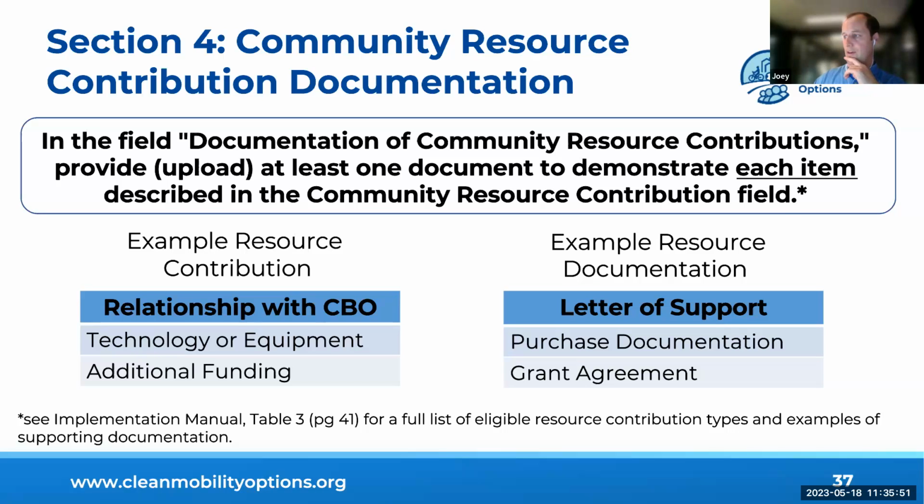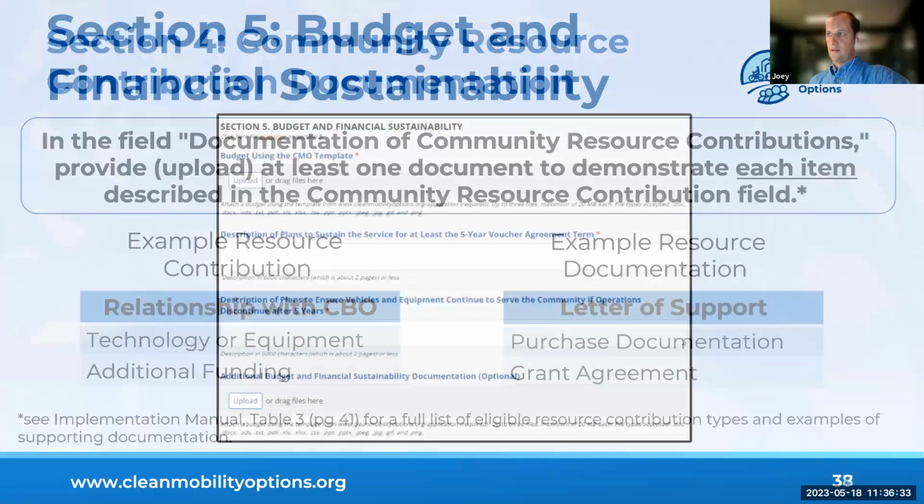Technology or equipment that you have already, some sort of documentation of having purchased that or maybe received that as a donation. And then if there is additional funding that you have to put towards your project, whatever documents show that you've received that additional funding and it's going to the project, maybe like a grant agreement, some documentation around that. And then once again, here at the bottom, you see page 41, table 3 in the implementation manual has a more robust list of resource contributions, where they could come from, and then documentation. Great. Okay.